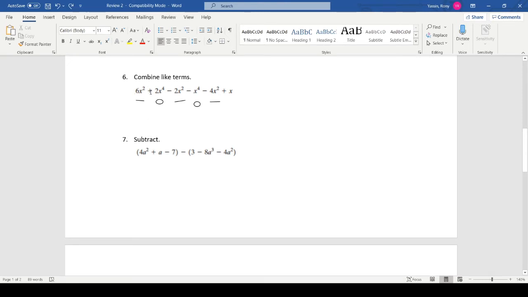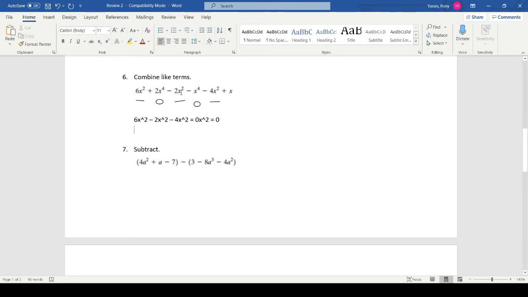Now we just have to combine them. So 6x squared minus 2x squared minus 4x squared. Okay? And then these will combine to give us, so 6 minus 2 is 4. 4 minus 4 is 0. So we have 0x squared. So 0x squared is the same thing as just saying 0. So this is just 0. You don't really have to write it.